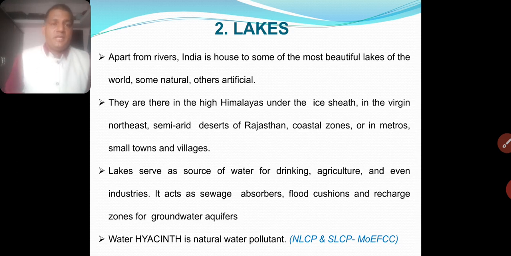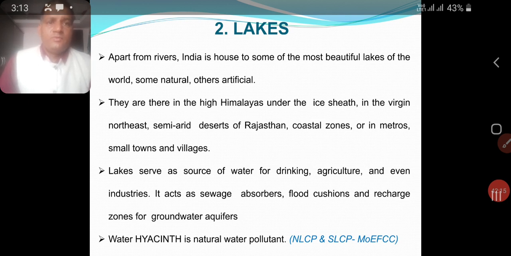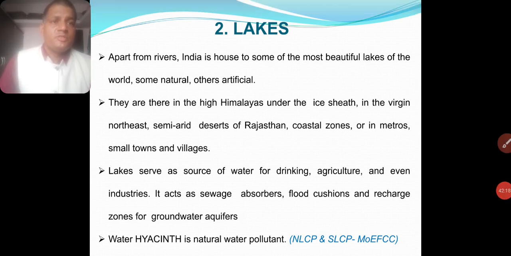Second, lakes. Apart from the rivers, India is host to some of the most beautiful lakes of the world, some natural and others artificial. And as we know, the lakes are problematic, because the National Lake Conservation Program and State Lake Conservation Program of the Ministry of Environment and Forests have mentioned that most of the lake water bodies are in an unusable form because of contamination.